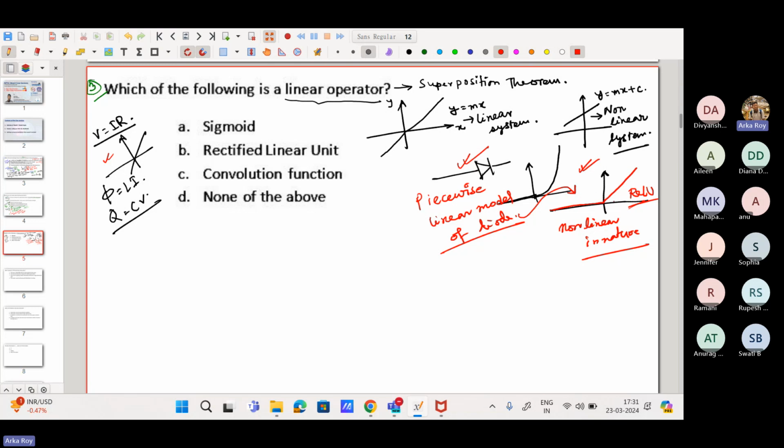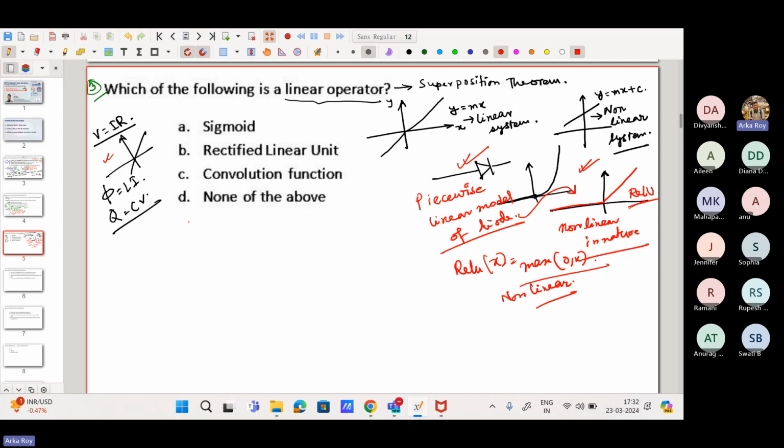The operation that ReLU comprises, if I write it in terms of mathematics, is ReLU of x equals max of 0 comma x. Therefore, this operation is a nonlinear operation.